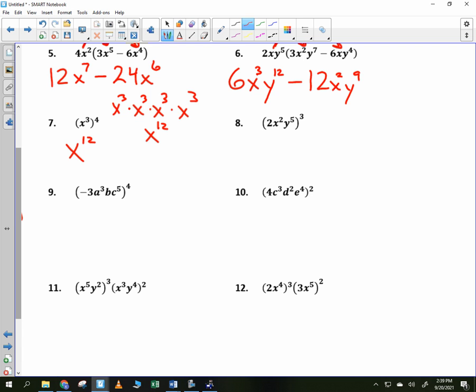For number 8, we have 2x squared y to the 5th times 2x squared y to the 5th times 2x squared y to the 5th. So what's different here is we have a coefficient of 2. What do we do with that 2? Do you take 2 times 3, or do you take 2 times 2 times 2?